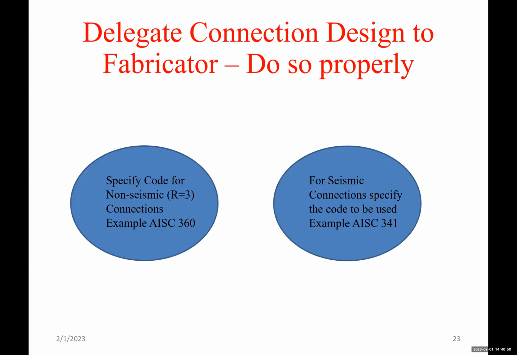Delegate connection design to the fabricator, but do so properly. Just like we said before, provide all the information, delegate it, but do it properly. Specify the code for non-seismic connections. For example, if it's R equal 3 or less, AISC 360. For seismic connections, specify the code to be used as AISC 341. So specify that.